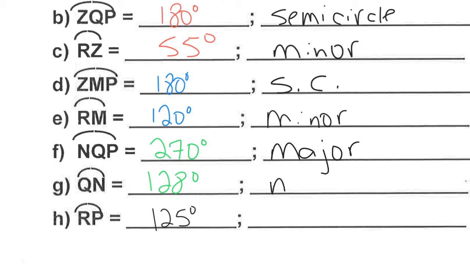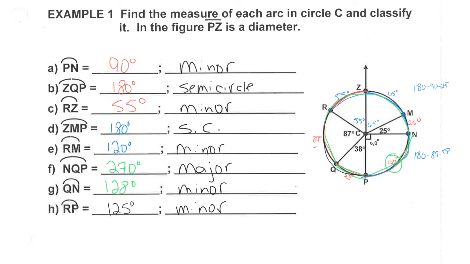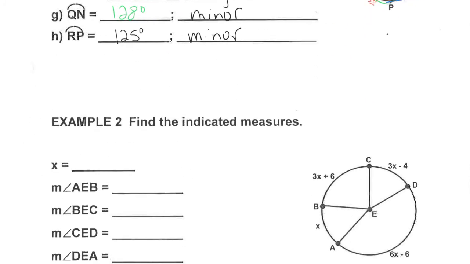And then we had 128. It's going to be minor. It's less than 180, and so is 125. So classifying them is pretty easy. Just take your time. And I mean, it's a lot like finding a missing angle in a polygon. You just have to know how many degrees there are in total and kind of work with the pieces you have. So let's look at the next one.